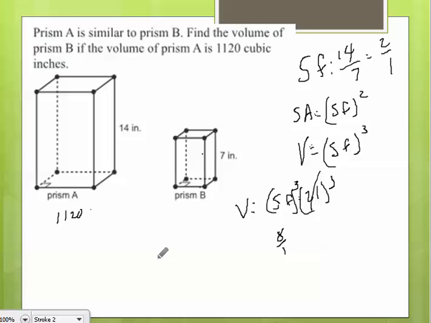So if I say 8/1 is equal to 1120 over our unknown value, using means and extremes, we can say 8x is equal to 1120, or 1120 divided by 8 is equal to whatever our x is, the volume of the smaller prism. So we can do that with a calculator.